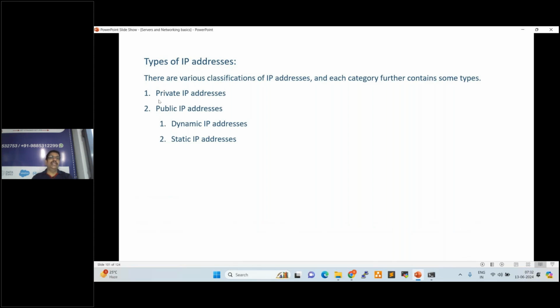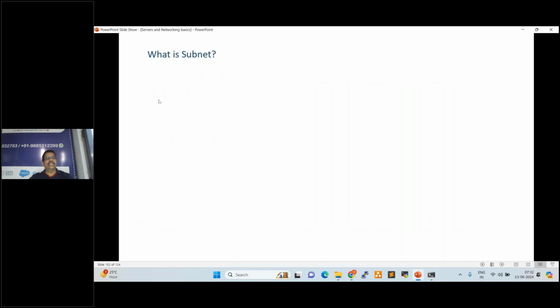How can we generate elastic IP? How can we attach elastic IP to the server? So what are the uses of elastic IP? What are the importance? We'll see that while working on AWS services. Okay. Next one is a subnet.